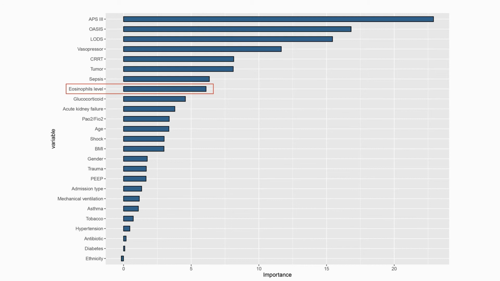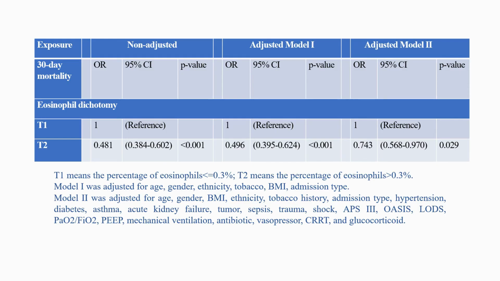Random forest model selected the baseline eosinophils as an important factor associated with 30-day mortality. Multivariable logistic regression analysis identified high baseline eosinophils as an independent protective factor for 30-day mortality.